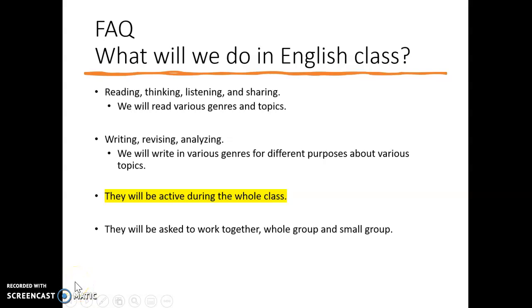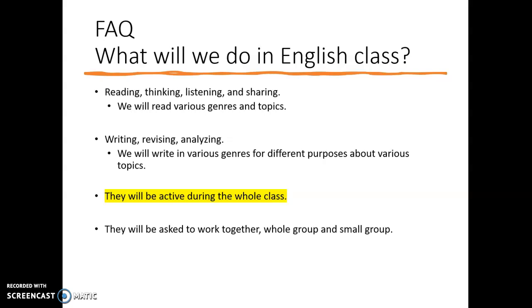So a frequent question is, what will we do in English? We do a lot of reading, thinking, listening, and sharing. So we're going to read lots of different types of things, different lengths, different genres, about different topics. We are also going to do a lot of writing about those things, revising and analyzing. So when we write, we'll write with various purposes for different audiences. A lot of times those are topics of choice.